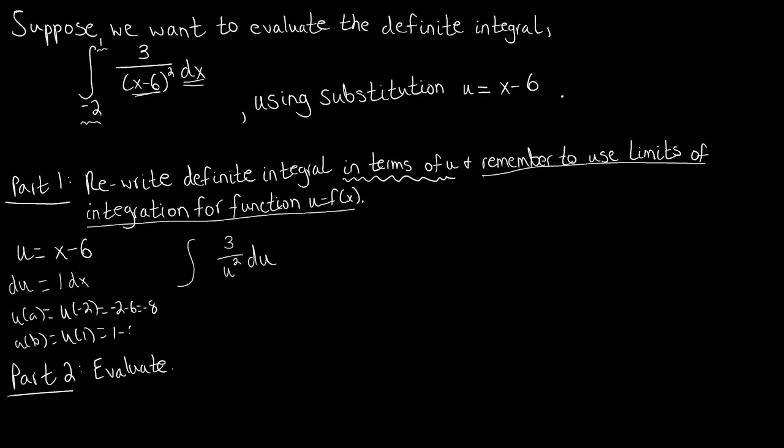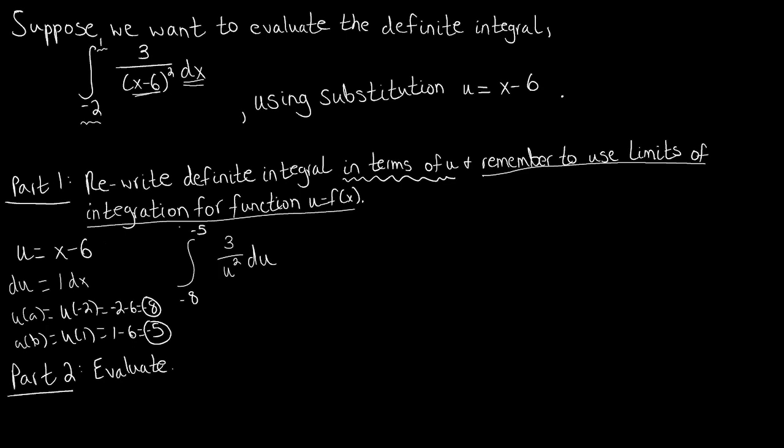and this becomes 1 minus 6, or negative 5. Okay? So our bounds of integration in terms of u are now going to be negative 8 to negative 5. And what we've done is we've changed this entire integration problem that we had in terms of x into a problem in terms of u in every capacity.